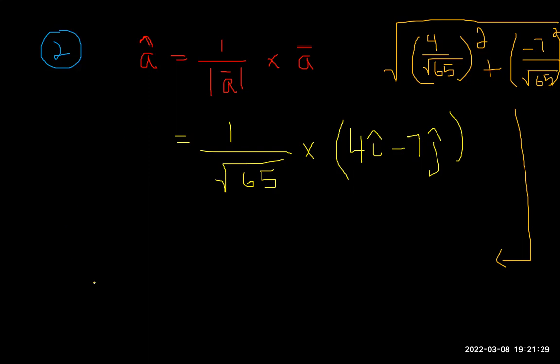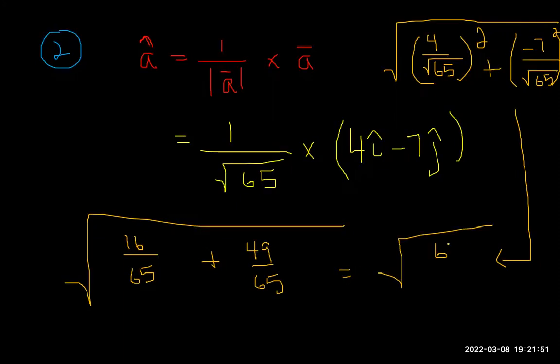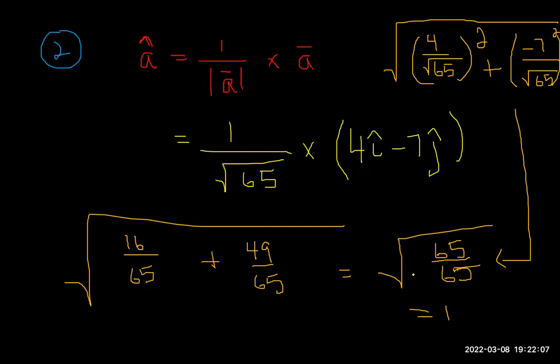It's fine. So simplifying this, this would give me 16 on 65 plus 49 on 65. 16 on 65 plus 49 on 65 would actually be 65 on 65. 65 on 65 is 1, and the square root of 1 is equal to 1. And therefore, since the magnitude of the vector that I just found is equal to 1, I know that my answer is probably correct, right?